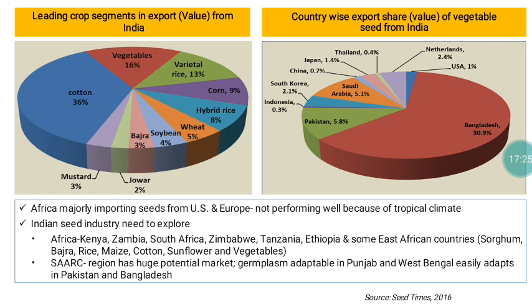Other than that, in Africa there are many other countries, like Kenya, Zambia, South Africa and Zimbabwe. They are also very fond of cultivating sorghum, bajra, rice, maize, cotton, sunflower and vegetables. So we can target those countries as well, apart from targeting SAARC nations like Bangladesh and Pakistan. So these are all the possibilities.